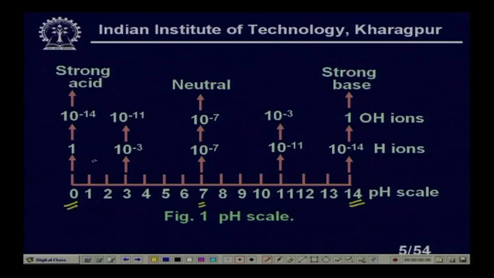Here in this scale, we are showing the hydrogen ions. It starts from 1 to 10 to the minus 4, and in this part we are showing the OH ions. When the hydrogen ions are strong, we call it a strong acid. When the H ions are strong in this way, because it is decreasing in this direction, it is a strong acid, right. So, it is 1 here, and it is 10 to the minus 14 here.